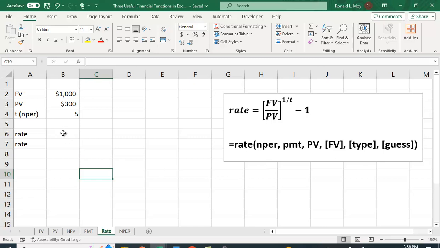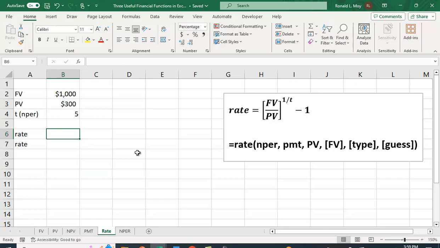Okay, so let's see here, right? So basically I'm saying I have an amount of money, $300. I've put it in the bank. I want it to grow to 1,000, and I want it to do that in 5 years. So here I use T, that's the number of periods. What rate do I have to earn?